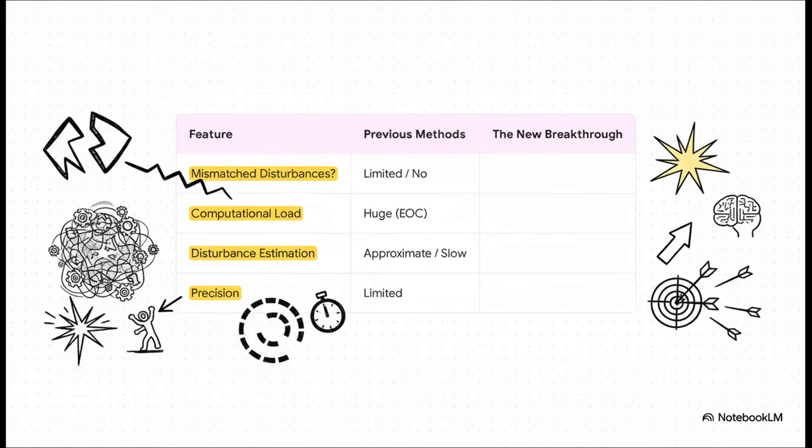Let's just put that in perspective for a second. Let's look at the before picture. The previous methods, well, they really struggled with mismatched disturbances. They suffered from a huge computational load thanks to that explosion of complexity. Their disturbance estimation was slow and just an approximation, which of course led to very limited precision.